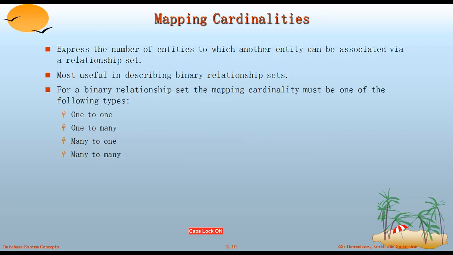Mapping cardinalities. Mapping cardinality is used to express the number of entities to which another entity can be associated via a relationship. It is most useful in describing binary relationship sets. For a binary relationship set, the mapping cardinality must be one of the following types: one to one, one to many, many to one, many to many.